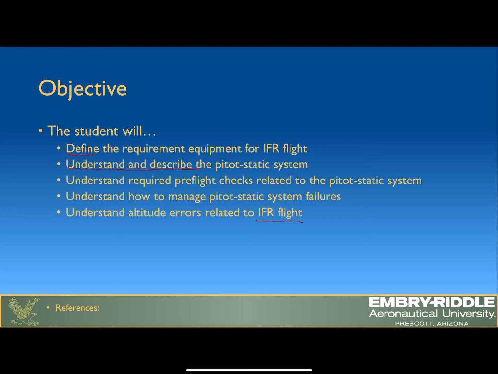This should be review. Again, this is a system that you should have gone in depth on in your private pilot ground school. So nothing should be too new to you today. So we're kind of going to review that system once again, talk about why it's even more important when it comes to instrument flight, obviously because we rely on it more, and review the errors and what to do if those errors occur.